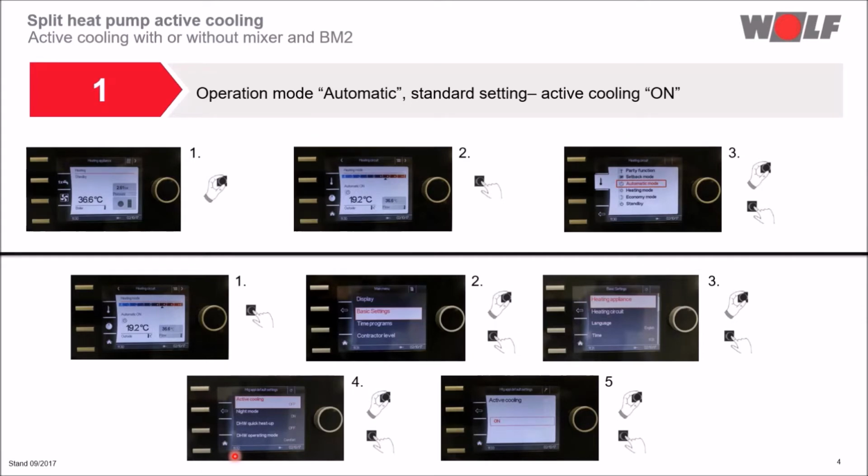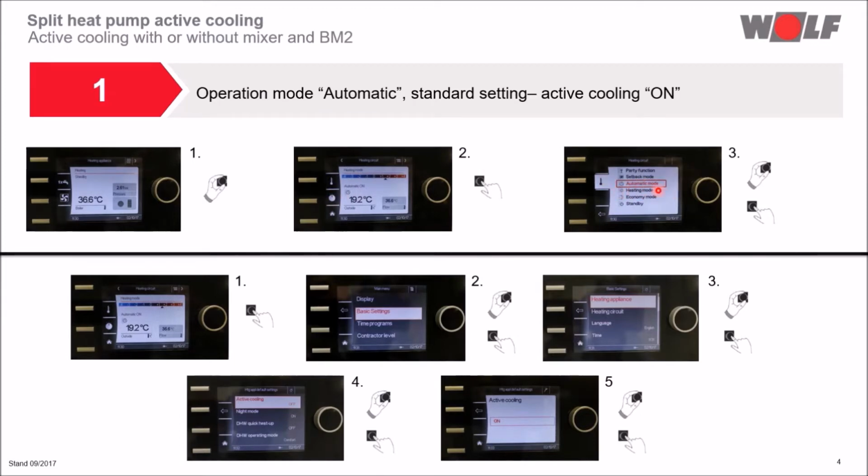At first, we change the operating mode into automatic mode by turning the rotary selector to the corresponding heating circuit. We select the rotary selector icon and change the operating mode to automatic mode.